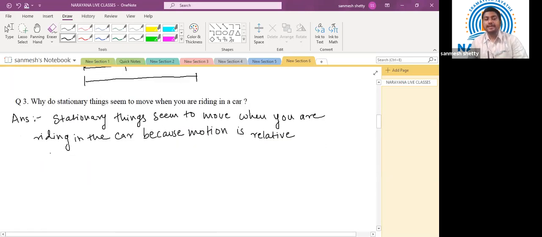Question number 3. Why do stationary things seem to move when you are riding in a car? When you are in a car and you observe outside the window, you see that all the other objects, the outside world, are moving in the backward direction. That's due to the fact that rest and motion are relative in nature. They depend upon the frame of reference.